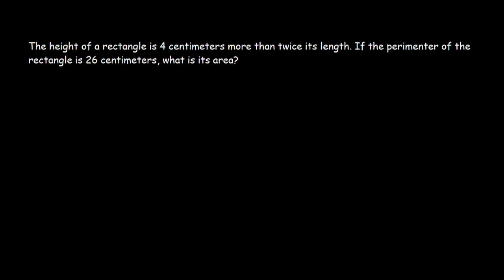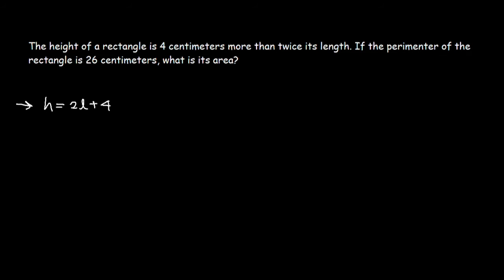So we're given that the height of a rectangle, which I'll represent as h, equals 4 centimeters more than twice its length. And if I say that length is represented by a variable L, we can say that 2L, or twice its length, plus 4 centimeters equals its height. So we're given this equation.